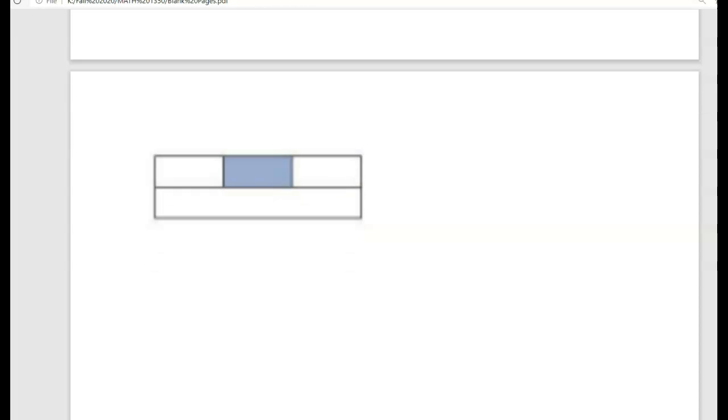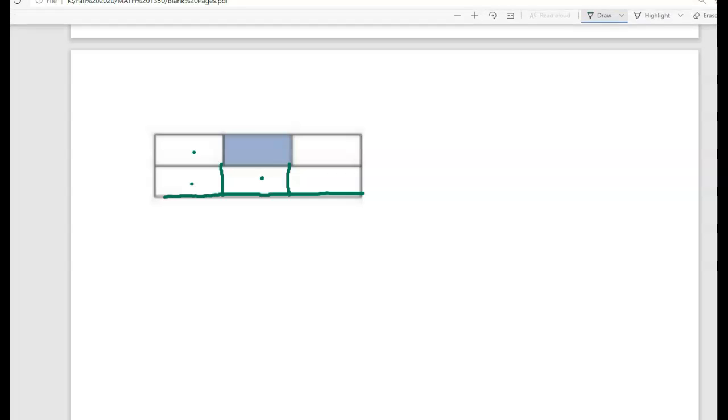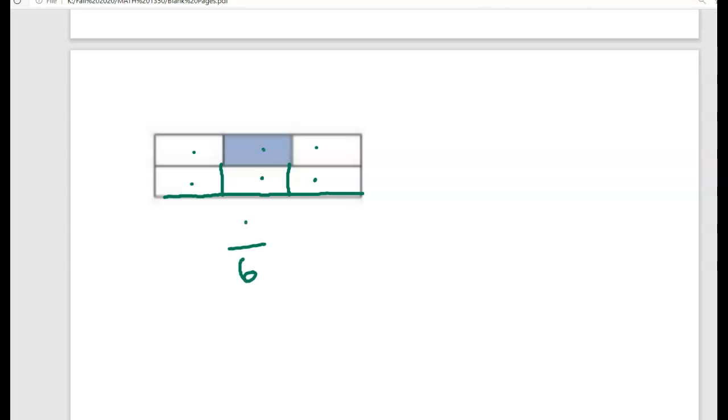Now I still want to look at this one. So we have this one large piece down here, but we also have this smaller piece here. This one's not as difficult to break up. All we're going to do is drop these lines down here. And so now we have 1, 2, 3, 4, 5, 6 pieces, and we have 1 piece shaded in.